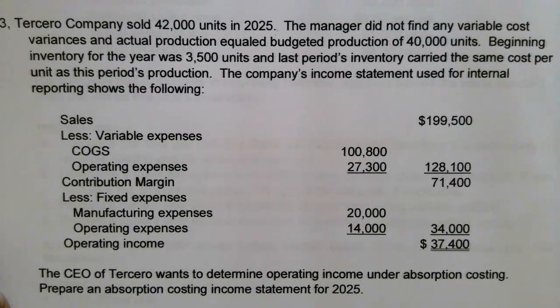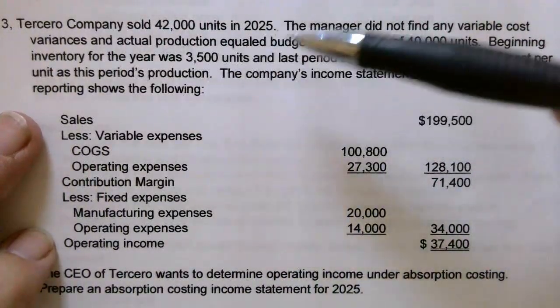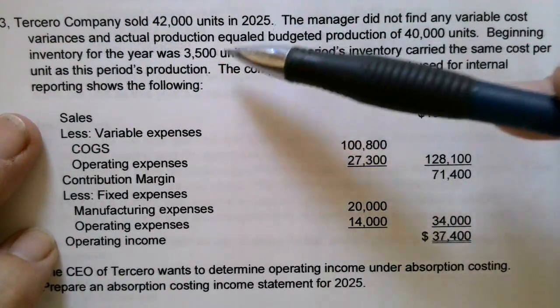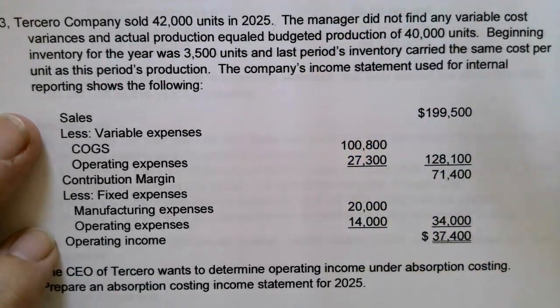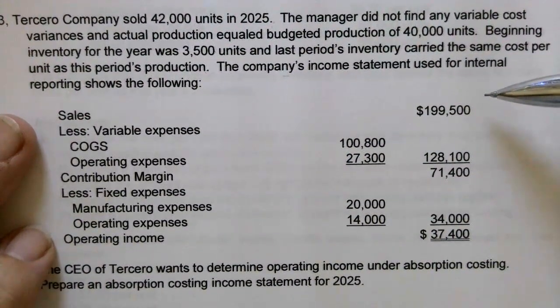Beginning inventory for the year was 3,500 units, and last period's inventory carried the same cost per unit as this year's production. Otherwise you'd have 3,500 units at, say, $20 a unit, and then everything after that maybe 22. You see what I mean? And you have to use like a LIFO assumption to go forward.